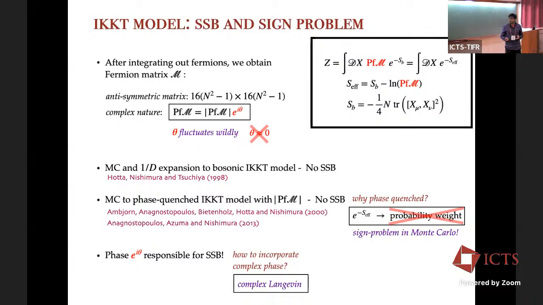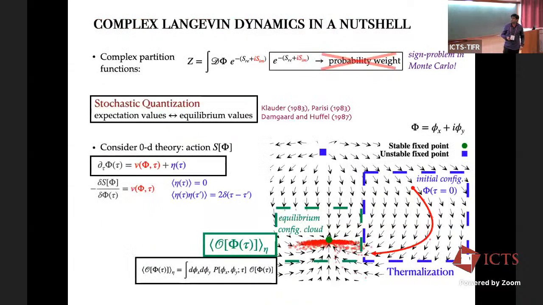In conclusion, it is the complex phase of the model which should be responsible for this spontaneous symmetry breaking. The idea is how to incorporate this complex phase in our study, and complex Langevin works perfectly for such scenarios. Suppose we have a complex partition function with a complex action; it cannot be interpreted as a probability weight, so Monte Carlo cannot be applied in this case, but complex Langevin can tackle the sign problem for such complex actions. Complex Langevin is based on stochastic quantization. That is, the expectation values of the observables can be obtained as equilibrium values of a stochastic process associated with some probability.